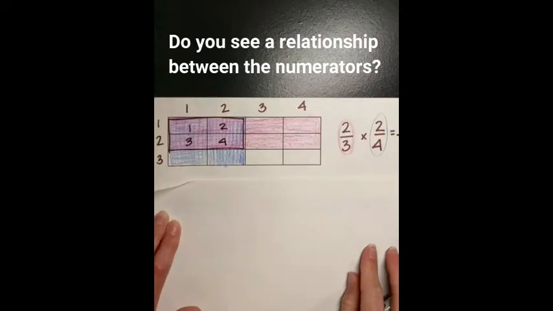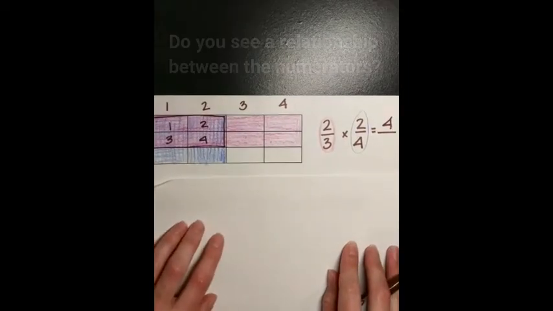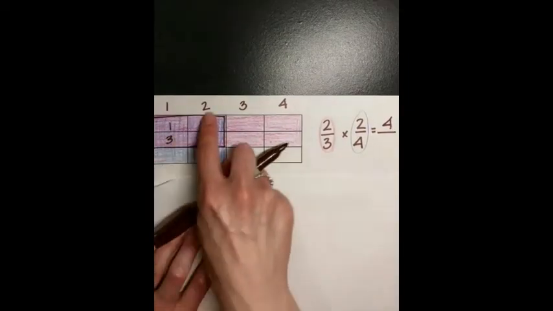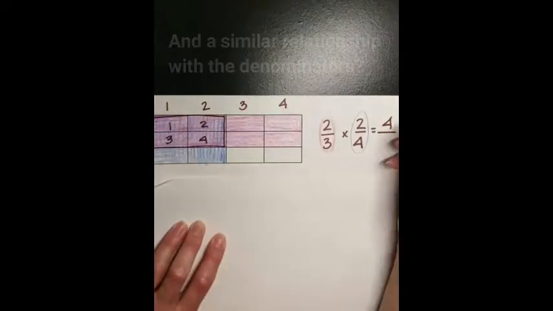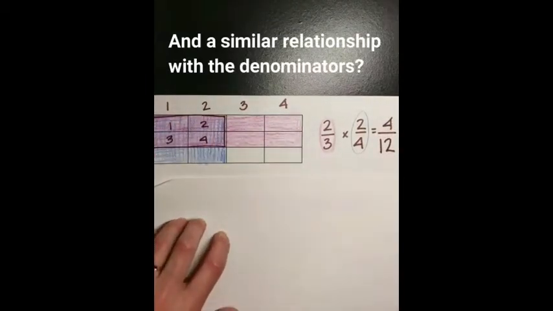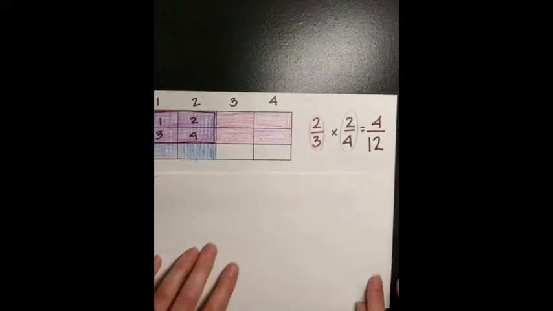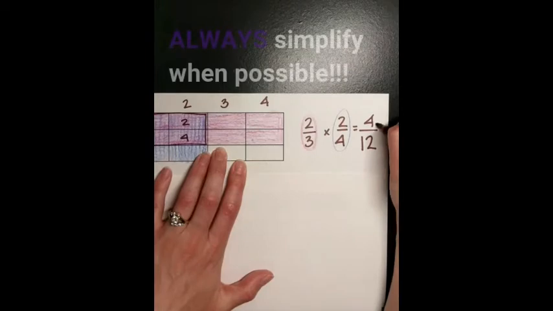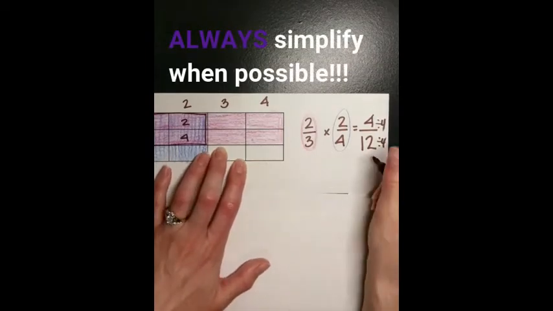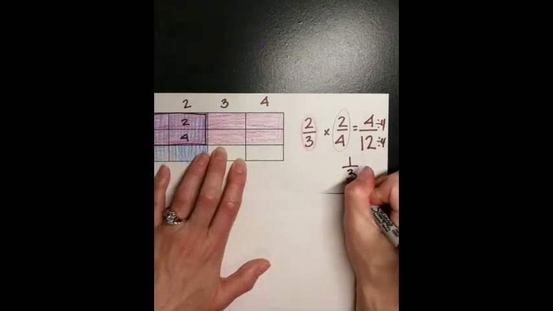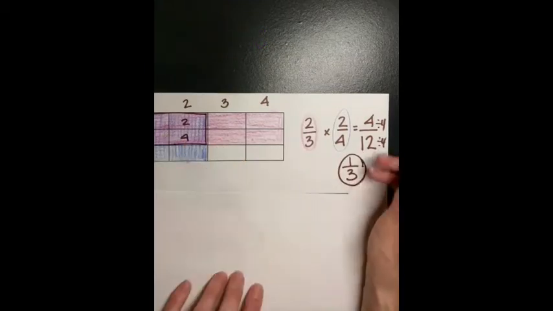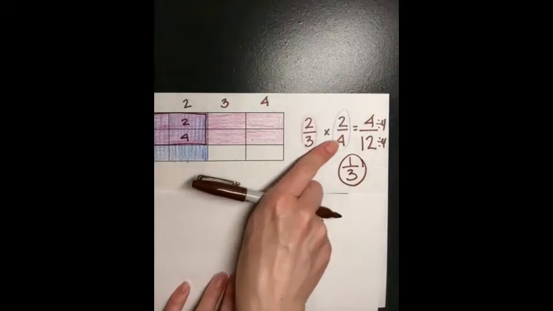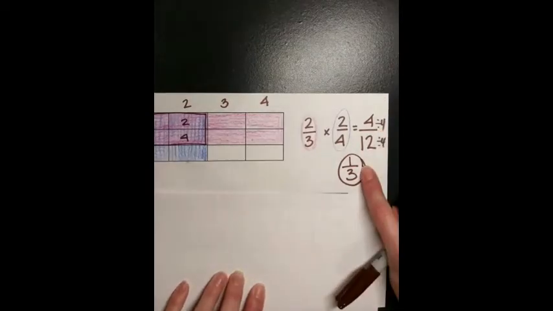I have 1, 2, 3, 4 pieces shaded in. So that's my numerator, the parts that I have. Out of how many parts do I have to make one whole? I have 12. So my product is 4/12. Then, of course, we have that question, can I simplify? I can. I can divide both of these by 4. So my simplified solution would be 1/3. 2/3 times 2/4 equals 4/12, which simplifies to 1/3.